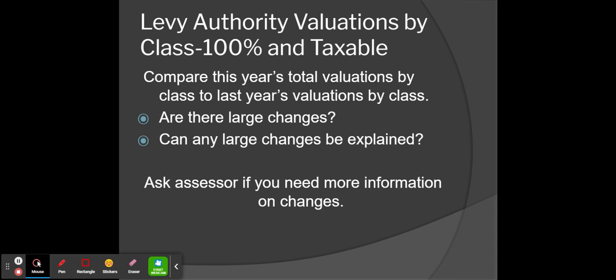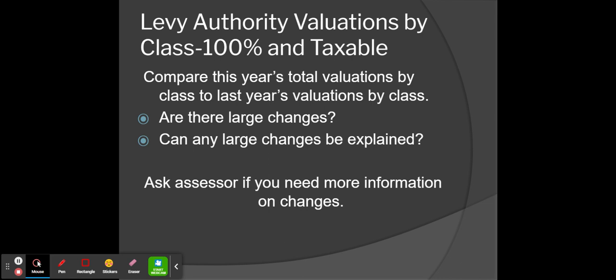I always recommend that folks compare this year's total valuations by class to last year's valuations by class. Are there large changes? And if there are, can they be explained? Did you have a major business come on the tax rolls? And so that contributes to the large increase in commercial value. Was there something that was actually demolished, and so that left the tax rolls, et cetera, et cetera.